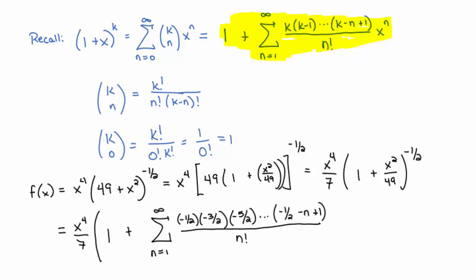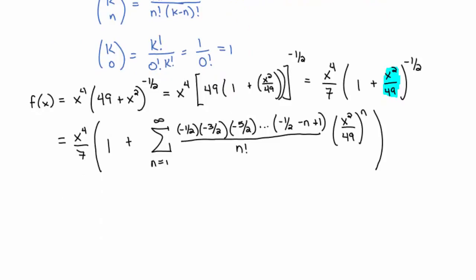And it's x to the n, but our x here is being played by, let me highlight this, this is the role of x. So our x is actually x squared over 49. So let's go ahead and write that in: x squared over 49 to the nth. And let me break that parenthesis down. And this can be cleaned up quite a bit.